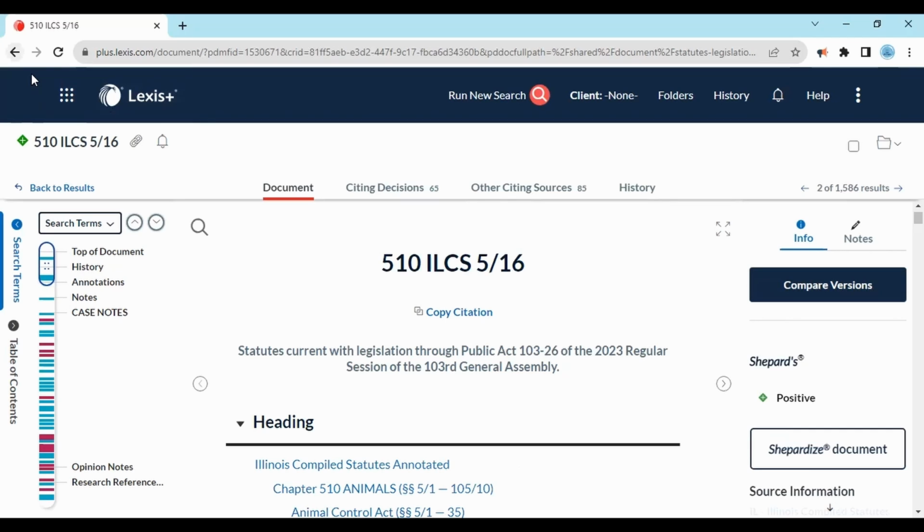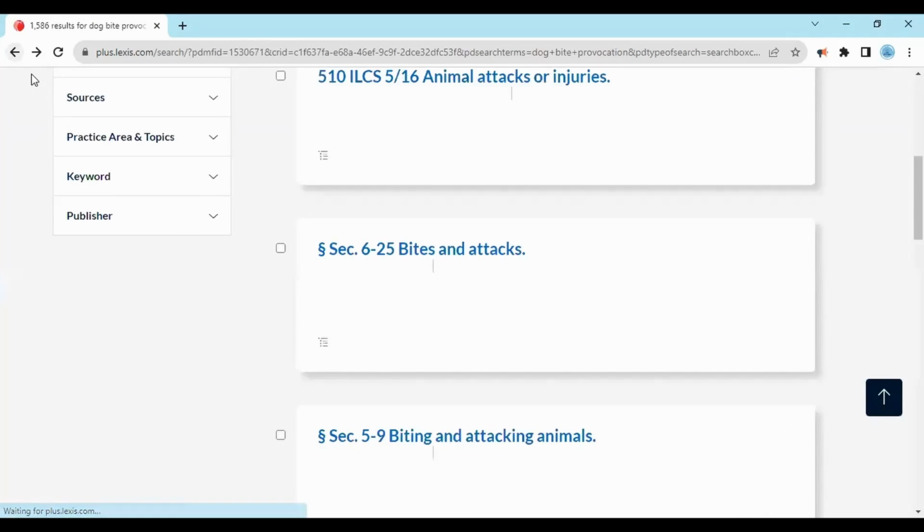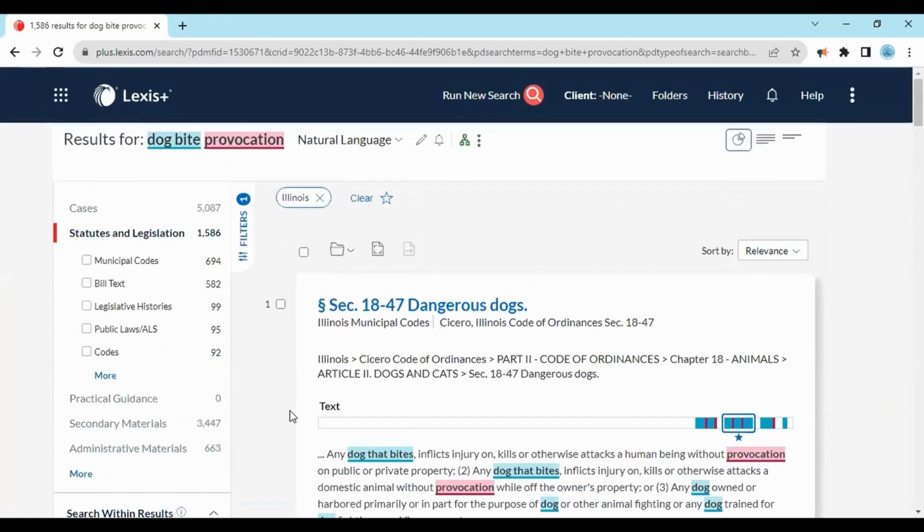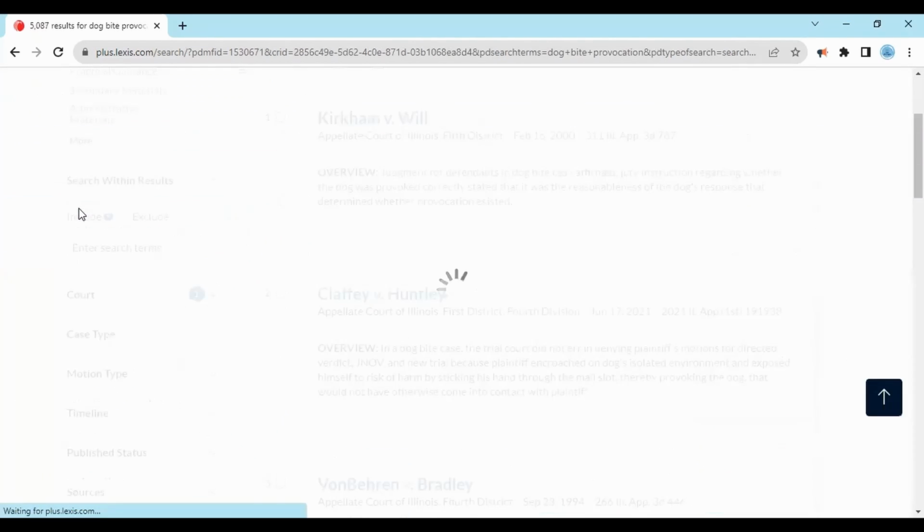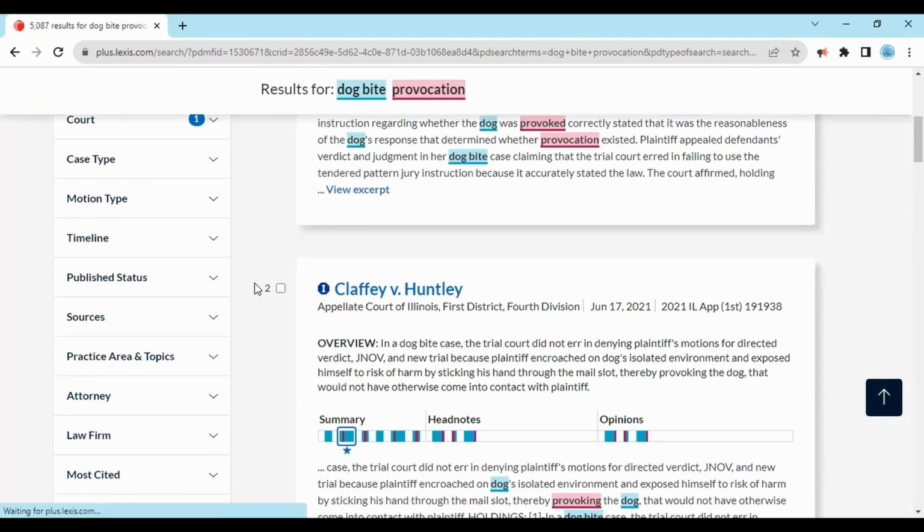What I would do is go back to our original search. And now instead of categorizing by statutes and legislation, we want to go back to cases. We want to find some cases that are talking about the concept of provocation.